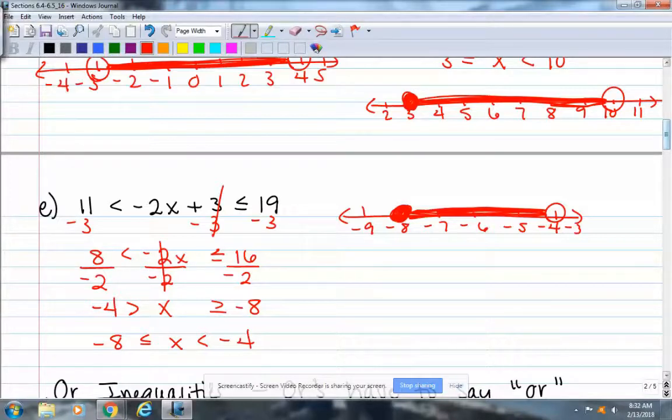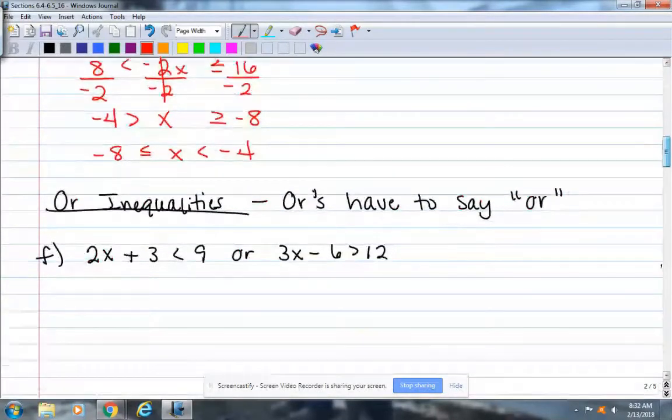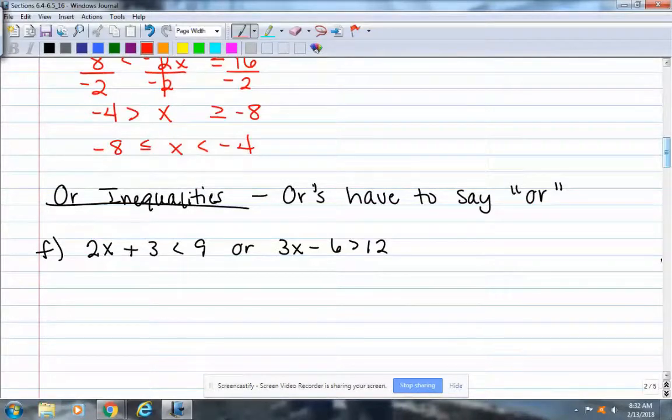So I did the ands first, so the ors would look really simple. And they are. First of all, you need to recognize an or because it's going to say the word or. Or will always say or. If it doesn't say or, it's an and. Okay? Ors have to say or. So they will, and what they are is basically two separate problems with the word or in it. So it looks like you're just doing two completely separate problems, and you are. Okay? So two totally different problems with the word or between. So they have to say or in the problem, and we're going to say or in our answer.